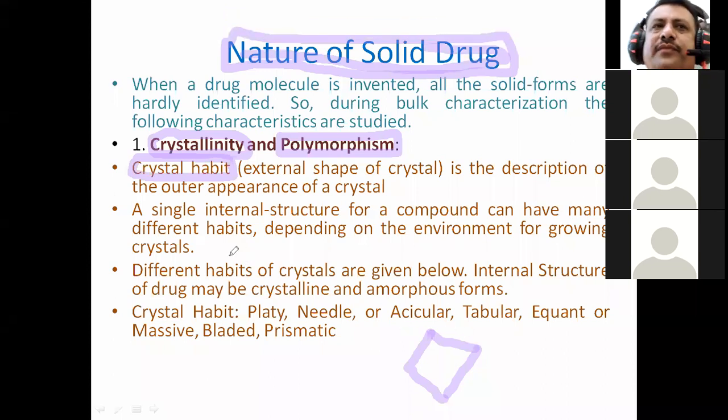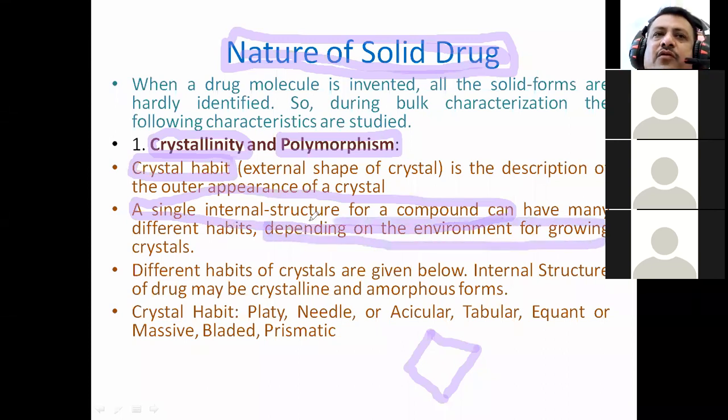Okay. Now, a single internal structure for a compound may have different habits. Even though the internal structure of the compound is the same, it may have different habits depending on the environment for the growing crystal. That means the environment in which this internal structure is going to grow will decide the crystal habit of the compound. So the different habits of crystals are given below.